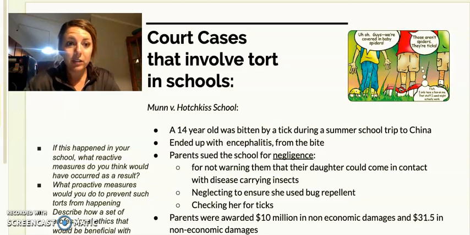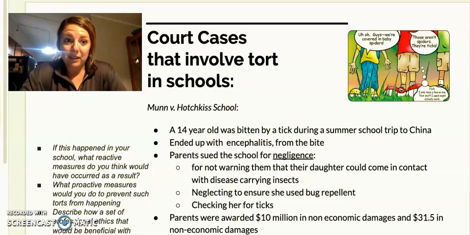This is a really interesting case because it's one of those things where you want to say, it just happened. It was an accident. It wasn't intentional. It wasn't the teacher's fault. But in this case, they were under the responsibility of the teachers and staff on the trip, and that puts teachers liable for anything that could happen.